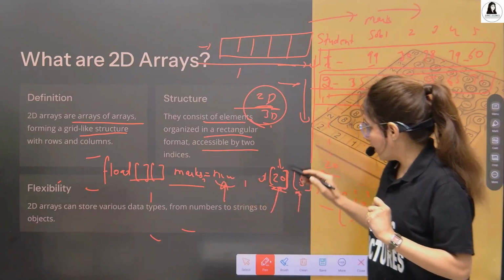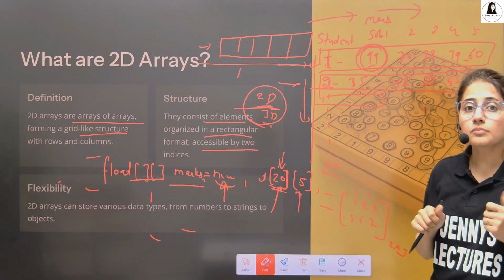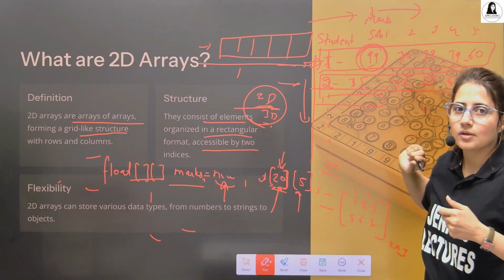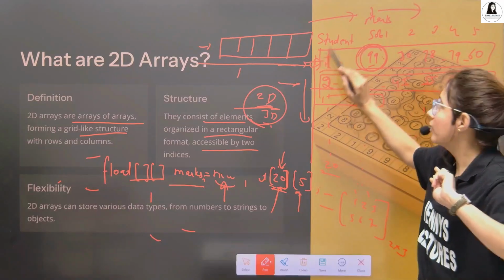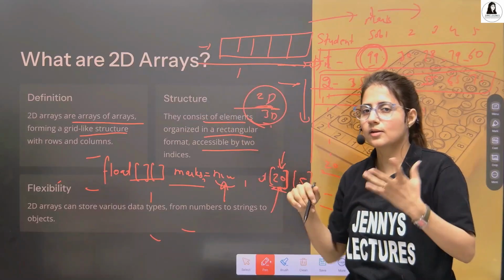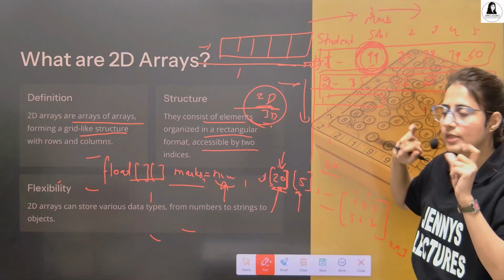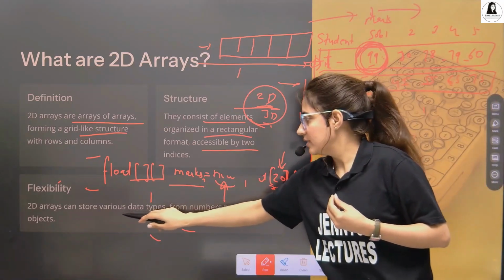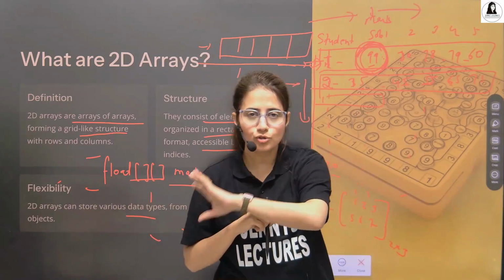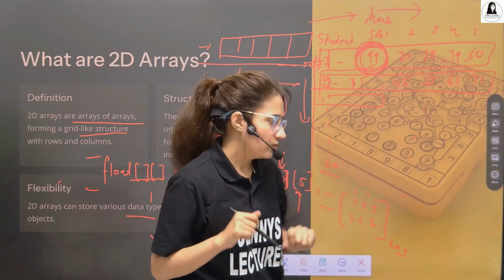How do you index? Obviously we have one index for row and one for column. If I want to access this 99, this marks, you have to know in which row and in which column it is. So you need two indices, one for row, one for column. Indices start from 0 here, till whatever number of rows and columns you have. Basically, two indices are required to access a value in a 2D array. These can store various data types from numbers to strings to objects. The same primitive types we can store in 2D arrays as well as objects. Arrays of objects we can also create, that we'll also see how.